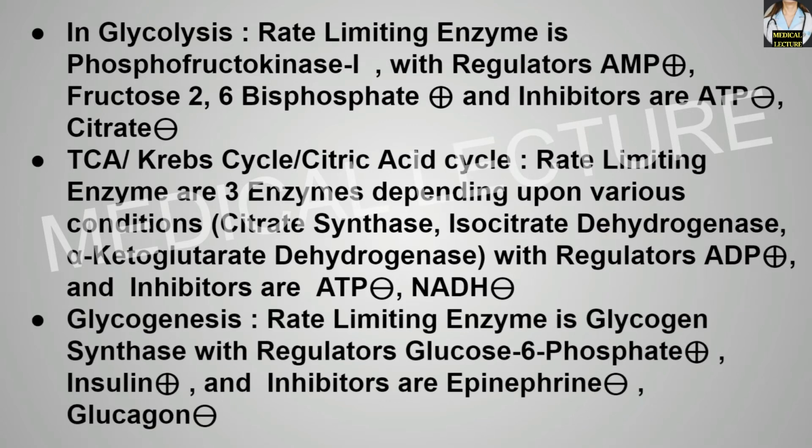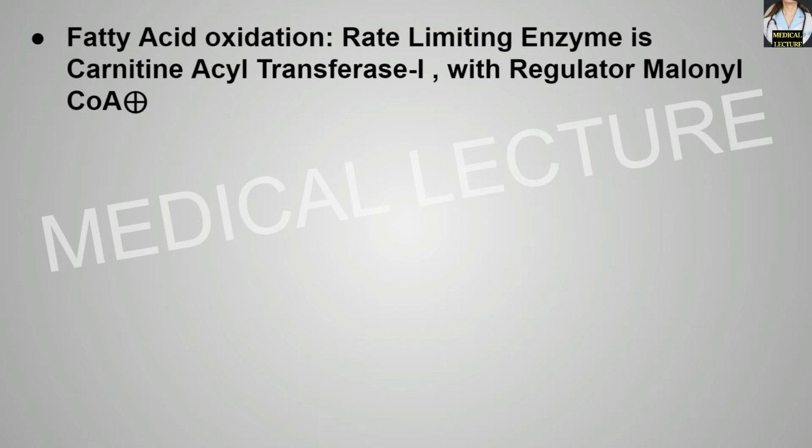In the glycogenesis pathway, the rate-limiting enzyme is the glycogen synthase with the enhancers and the regulators as glucose 6-phosphate and the insulin, and the inhibitors are the epinephrine and the glucagon. In the fatty acid oxidation process, the rate-limiting enzyme is the carnitine acyltransferase 1 with the enhancer or regulator as the malonyl-CoA, which enhances the particular oxidation.